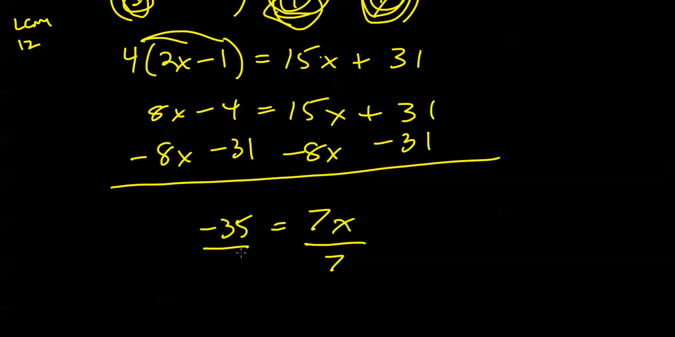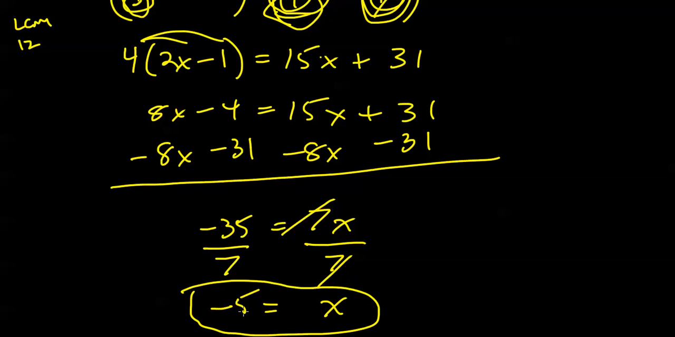Dividing both sides by 7. The 7's cancel on the right, and I get, well, 35 over 7 is a 5, of course, so minus 35 over 7 is negative 5. So my final answer here is x equals negative 5.